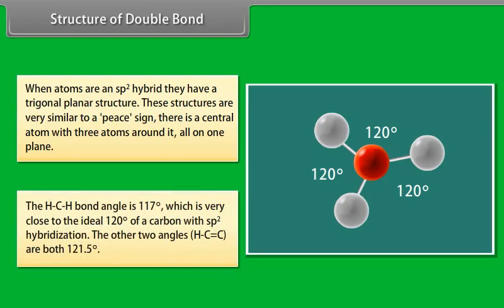The HCH bond angle is 117 degrees, which is very close to the ideal 120 degrees of a carbon with sp2 hybridization. The other two angles, HCC, are both 121.5 degrees.